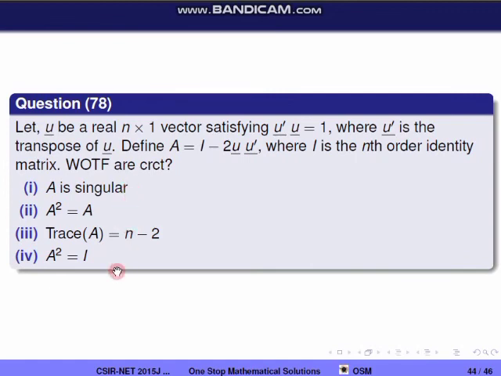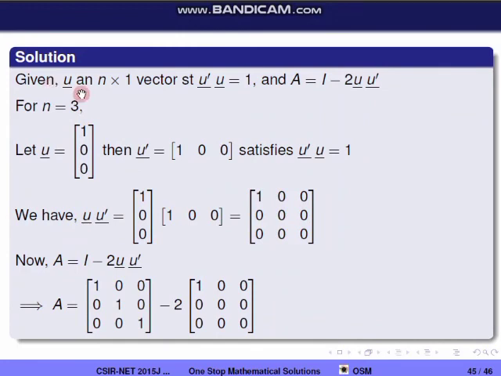So now we will look at how to do this question. They are given u to be an n cross 1 vector such that u dash u is equal to 1 and A is equal to I minus 2 u u dash. So I am considering the case for n is equal to 3 and generalizing it for the case n. So for n is equal to 3, let me take u is equal to 1 0 0, then u transpose is equal to the row vector 1 0 0, which satisfies u transpose u is equal to 1. So we have u u transpose is equal to column vector 1 0 0 times row vector 1 0 0. This is equal to a 3 cross 3 matrix here.